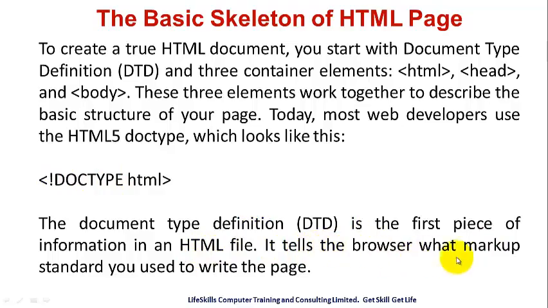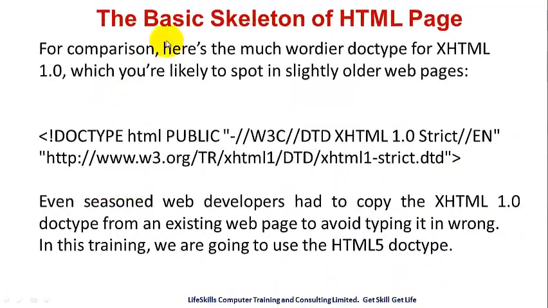It tells the browser what markup standard you will use to write your page. So it's going to tell your browser the version you are using. So we use this one for version HTML5. Though, for comparison, we have another document type called XHTML 1.0.